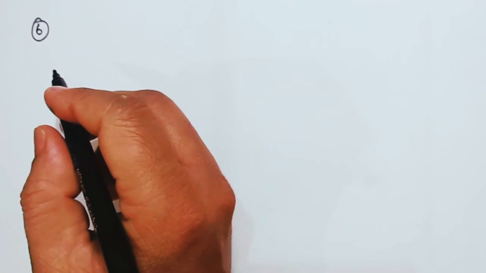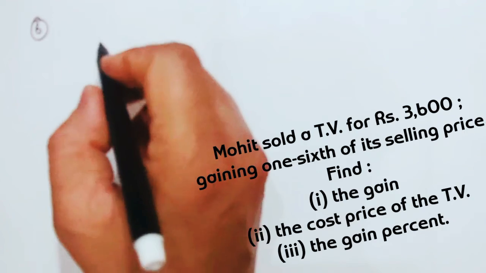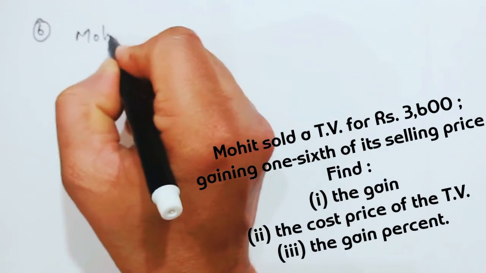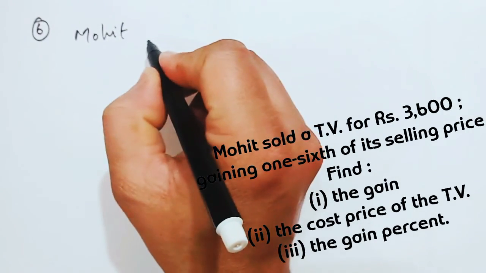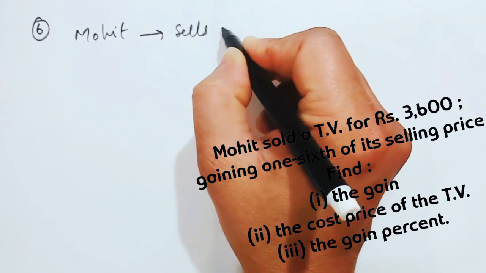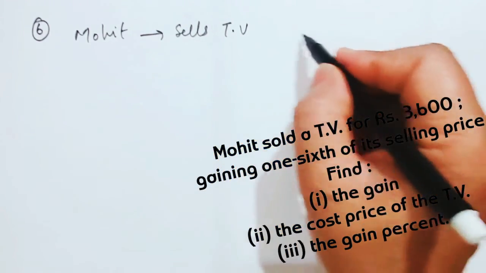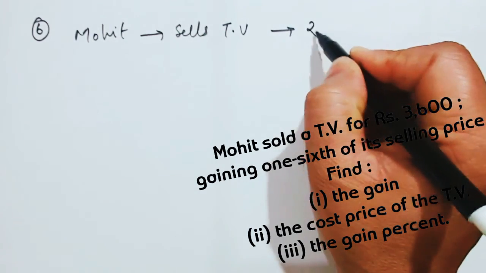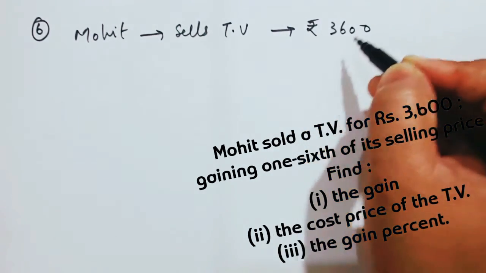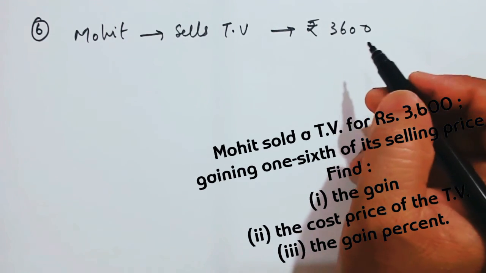Let's do some business in TV this time. So Mohit sold a TV for rupees 3600. Let me mention his name this time. So Mohit sells a TV set for rupees 3600, gaining 1/6 of its selling price.